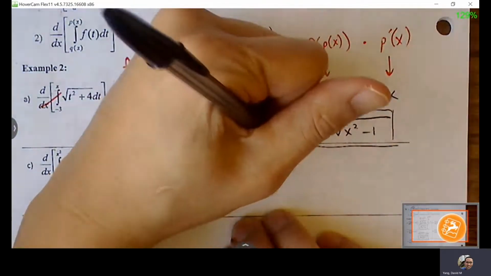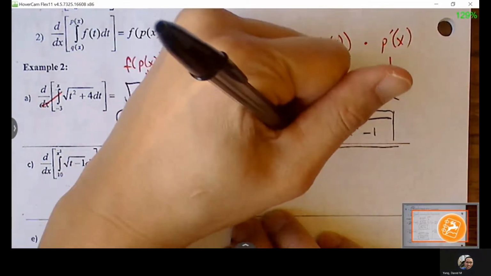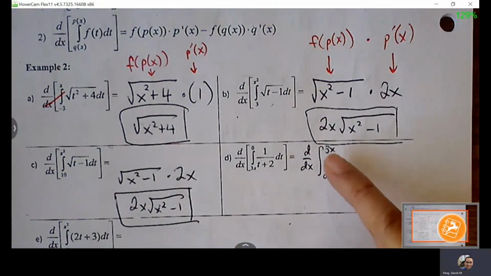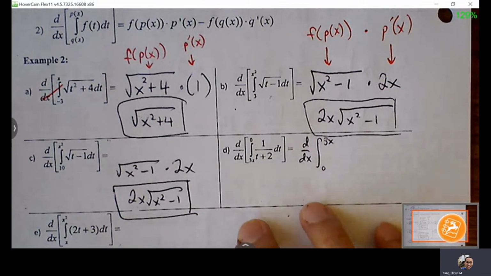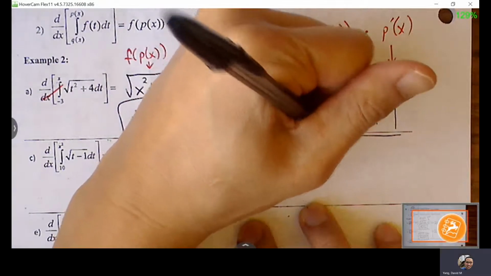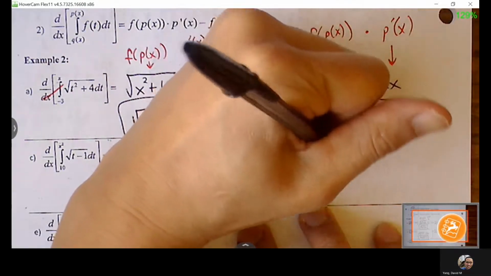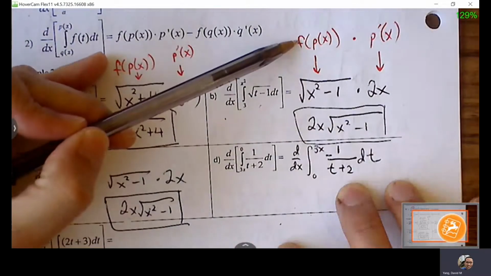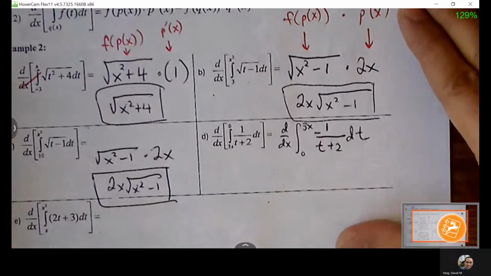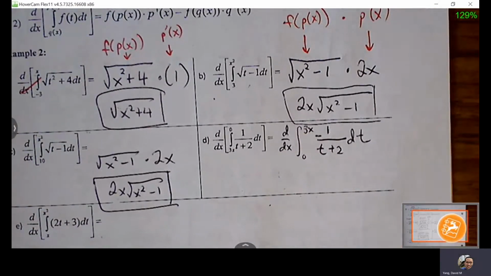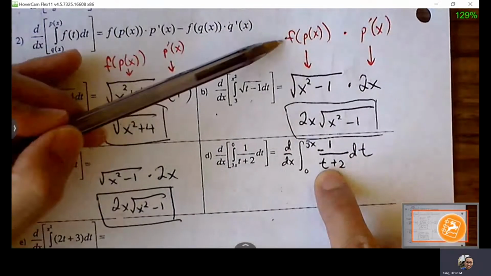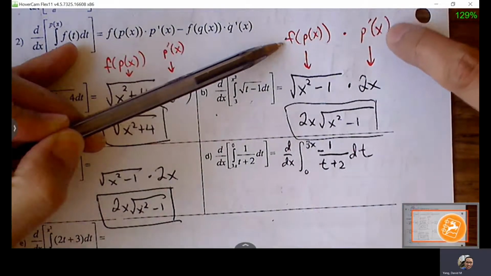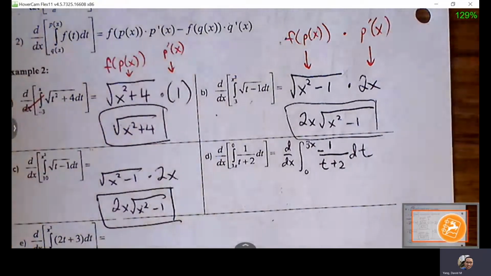Okay, so I'm going to rewrite the problem here. I'll make the lower bound my constant, my upper bound the variable, but I got to push a negative in front. Okay, so now I can follow the process, right? f of p of x times p prime. Everywhere I see t, replace with 3x. That will represent f of p of x. But then also have to remember that the derivative is going to have an impact on that upper bound, so times p prime.